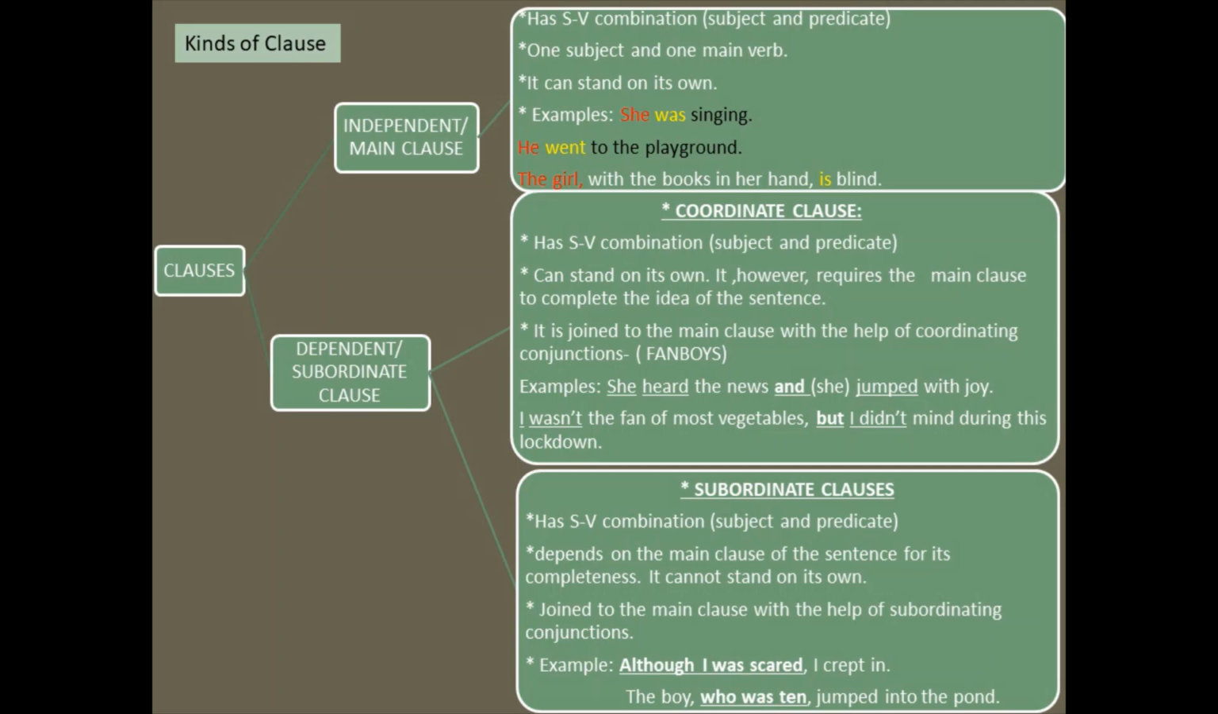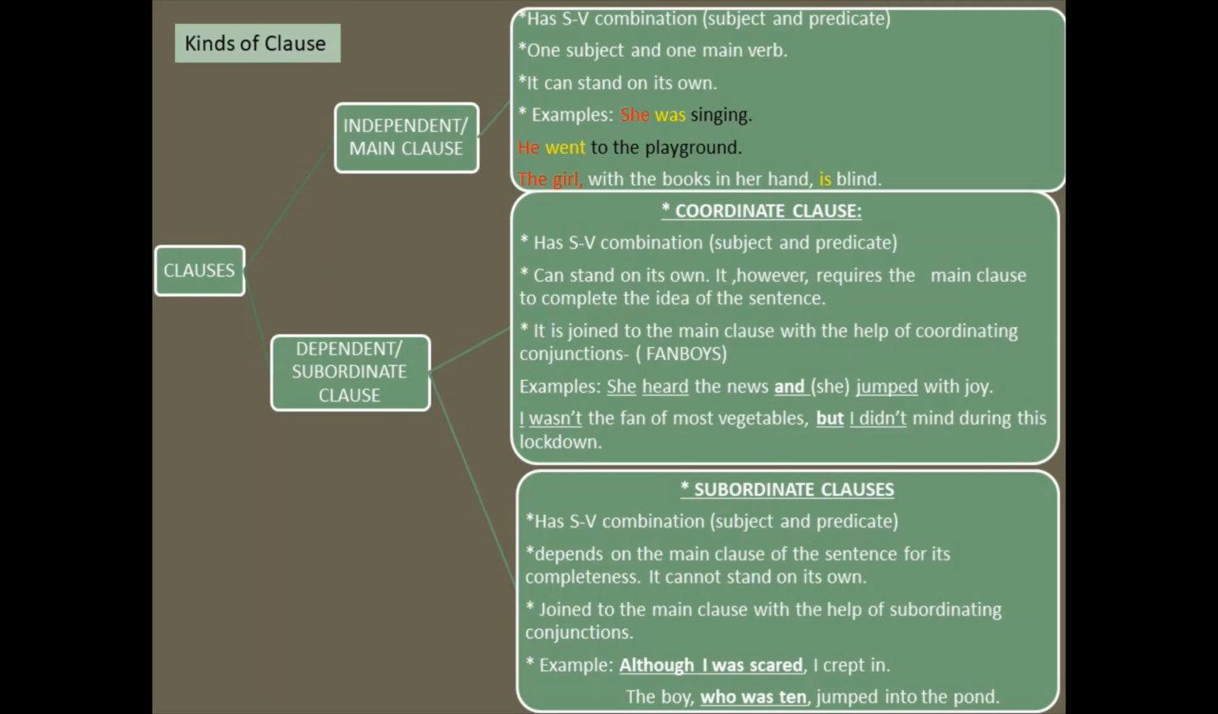He went to the playground. This again is a good example of an independent clause. Okay, he went to the playground. Here we have he as the subject, went to the playground is the predicate. That includes the verb and the object or the rest of the part of the sentence. Right? So independent clause, as you understand now, is the main clause of a sentence which can stand on its own, would have one subject and one main verb, and would have the subject-verb combination.